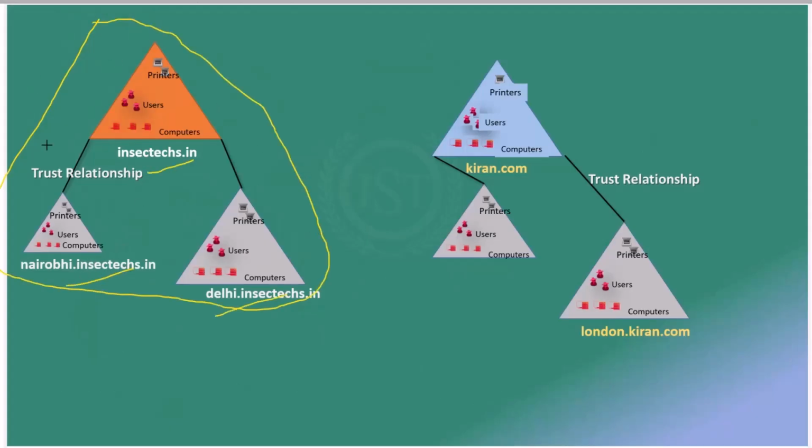Alright, now you know that this is insectechs.in and this whole area is a tree, and these are the subdomains or regional offices. This is the headquarters, and there is a trust relationship among these subdomains with respect to a parent domain or headquarters.